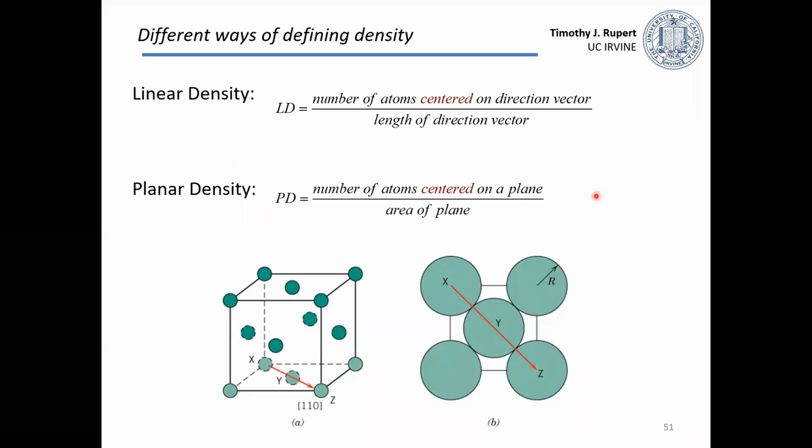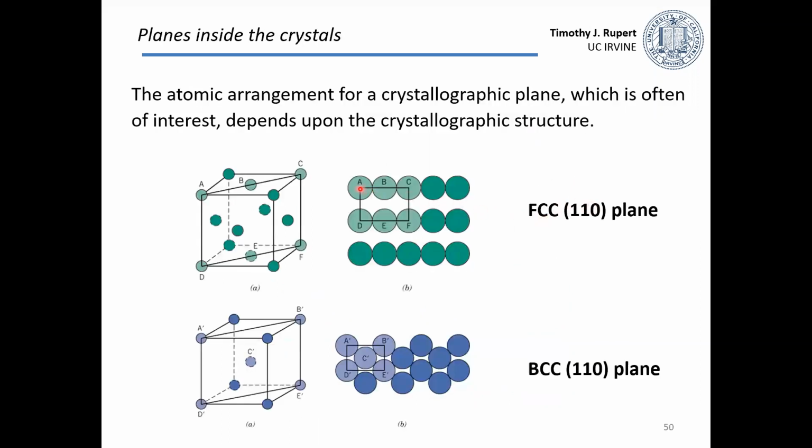You can do a similar calculation of density with planar density, and here you're just saying how many atoms are centered on a plane divided by the area of the plane. Okay? There's just two different ways to draw that. So for example, I could go here and say that along this direction, the top here, the linear density is very high, but this area density on this plane might not be that high because there's that empty space right there. In contrast, maybe the linear density isn't that high along this top direction, but in that plane there, in that area, most of it is filled up by atoms.